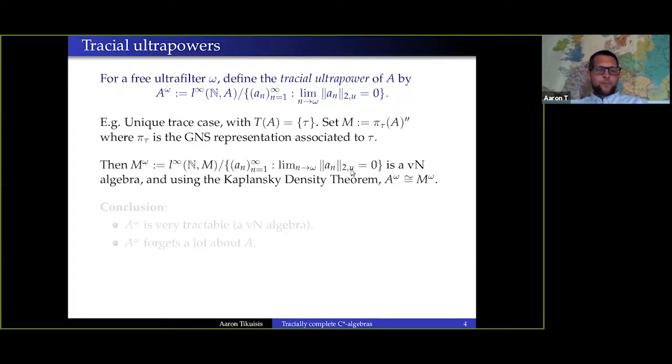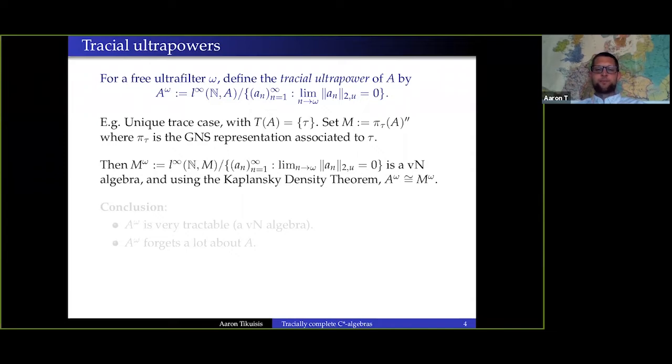So this thing I've written down, I guess you could write 2,u, but either way, you get a classical von Neumann algebra construction. It's known that this will be a von Neumann algebra, in fact a II_1 factor, and by the Kaplansky density theorem, you can see without too much effort that this new thing I defined, the tracial ultrapower, is the same as this M^omega.